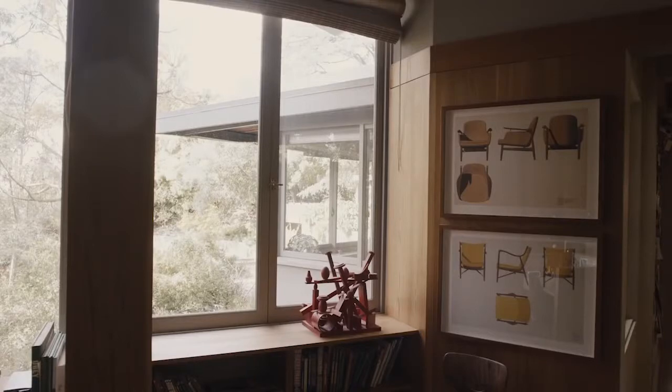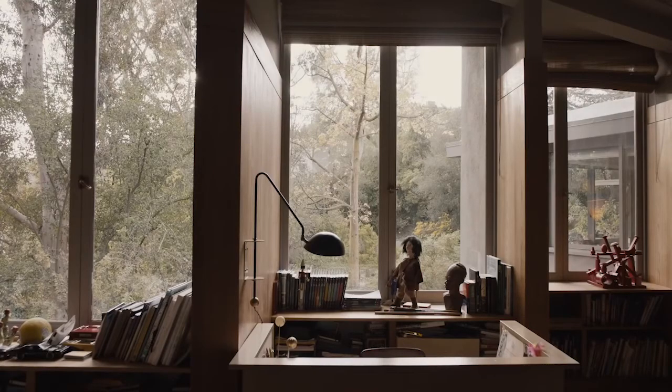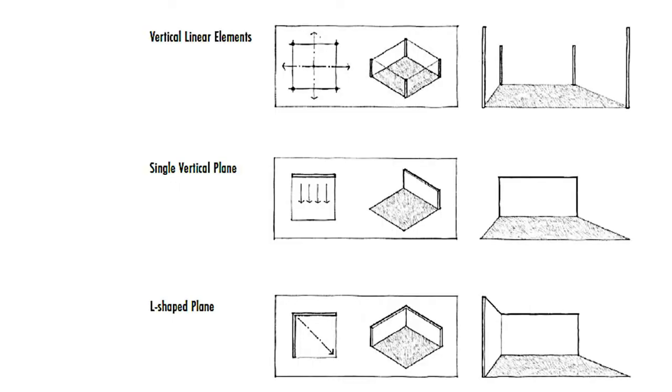Vertical linear elements define the perpendicular edges of a volume of space, while the single vertical plane articulates the space on which it fronts, and the L-shaped configuration of vertical planes generates a field of space from its corner outward along a diagonal axis.